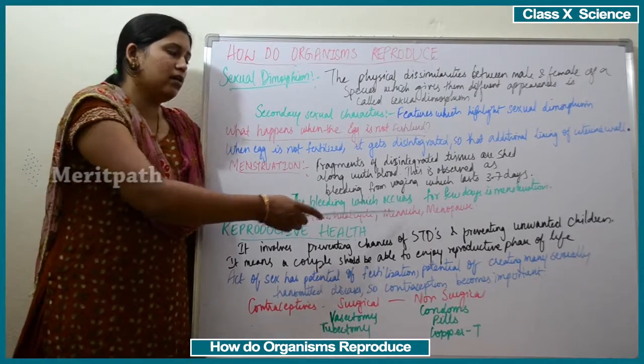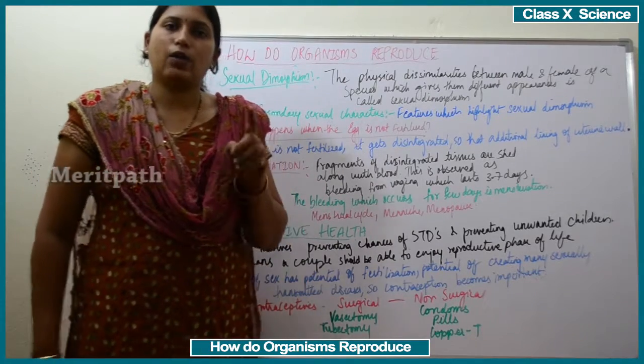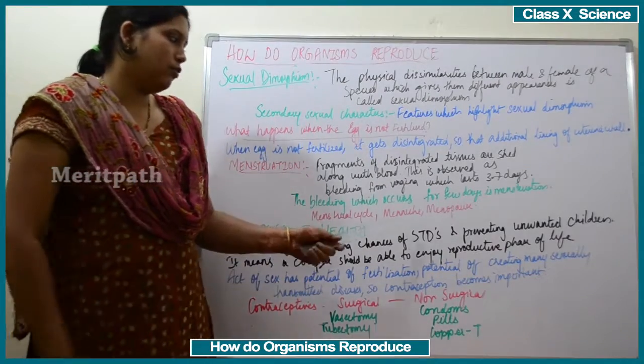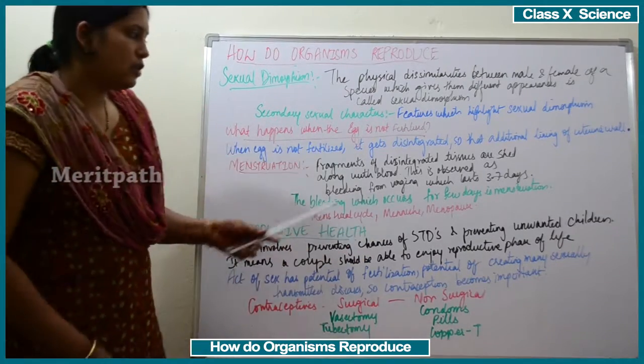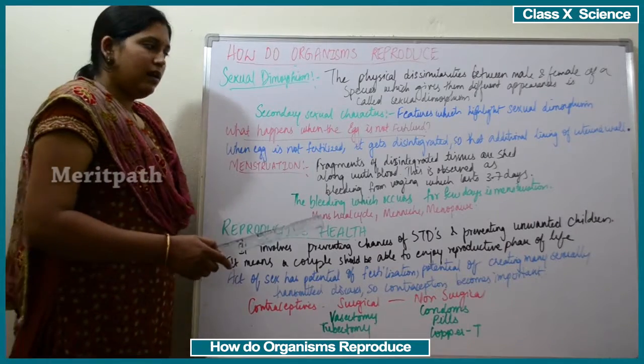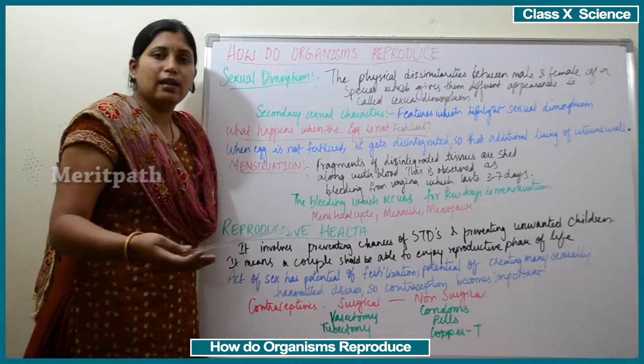Then what is menarche? Menarche is the onset of puberty. It occurs around 13 years of age. It is the first period, when the first egg matures and is released.